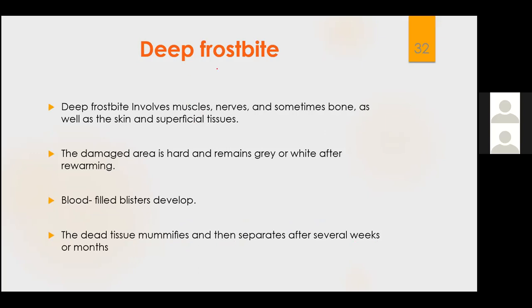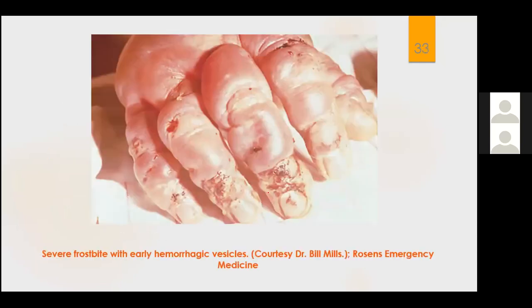So let me discuss deep frostbite. Deep frostbite involves muscle, nerves, and sometimes bone, as well as the skin and superficial tissue. The damaged area is hard and remains gray and white after rewarming. After a few hours, blood-filled blisters may develop, and subsequently the dead tissue mummifies and then separates after several weeks or months. This is an example of deep, severe frostbite with early hemorrhagic vesicles.